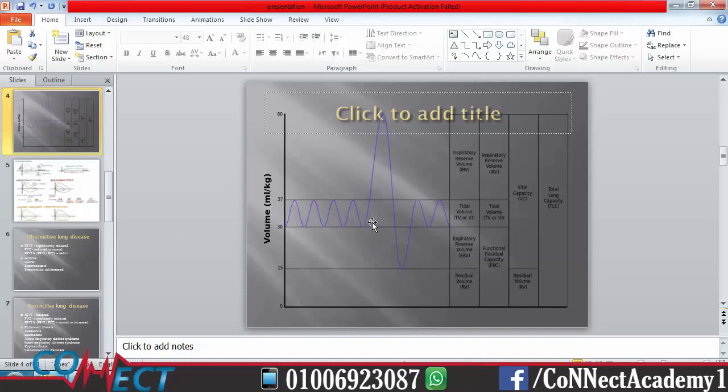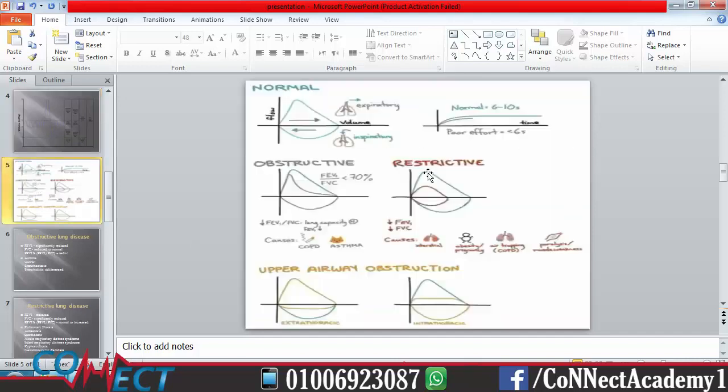The tidal volume is the normal amount of air in and out, and as we said, the vital capacity is the total amount of air that is exhaled after deep inspiration. It is supposed in the first second to exhale 75 or 80% of all the amount of air.